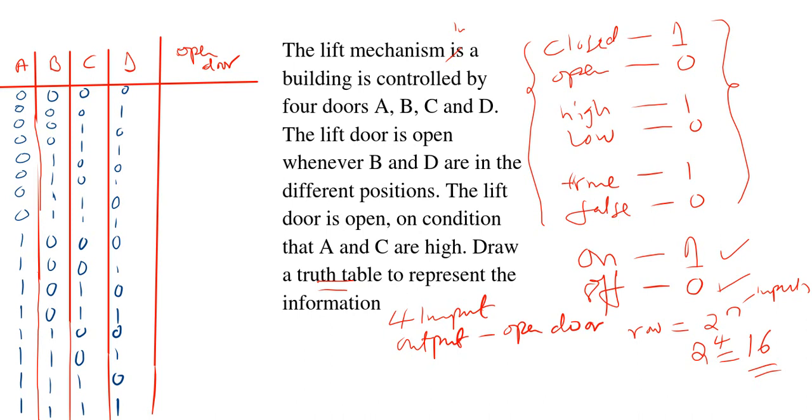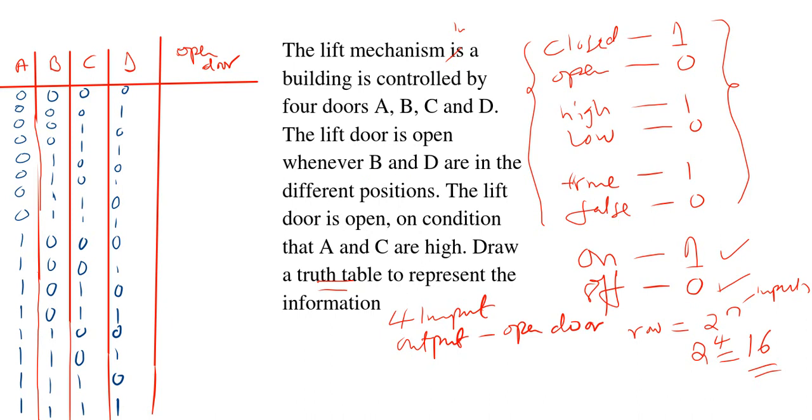To determine the output, we have to consider what the question says. The question tells us that for the lift door to be open, B and D are in different positions. The lift door is open whenever B and D are in different positions. Different positions means B and D should not have the same logic.